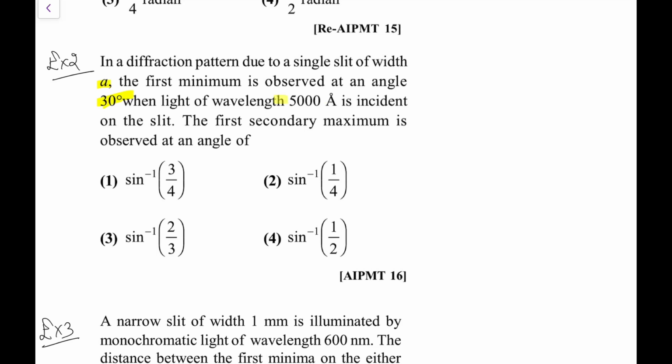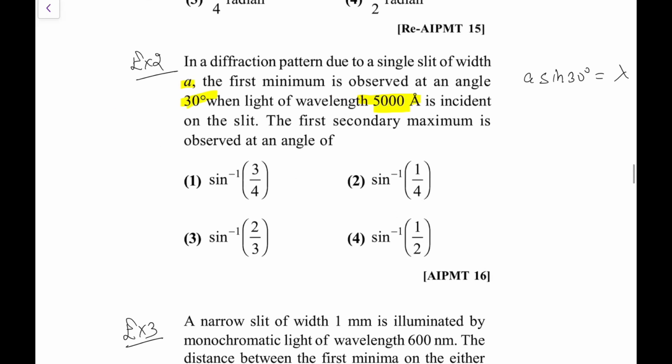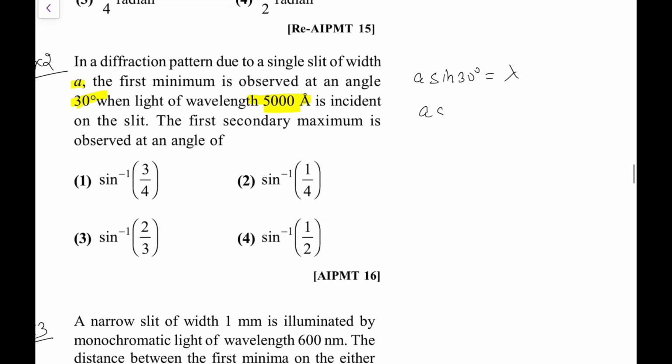Next, in the diffraction pattern due to a single slit of width A, the first minimum is observed at 30 degrees when light of 5000 angstrom is incident. The first secondary maxima will be, so first of all, A sine 30 degrees is equal to lambda. For the first secondary maxima, what you need, A sine theta should be equal to 1.5 lambda.